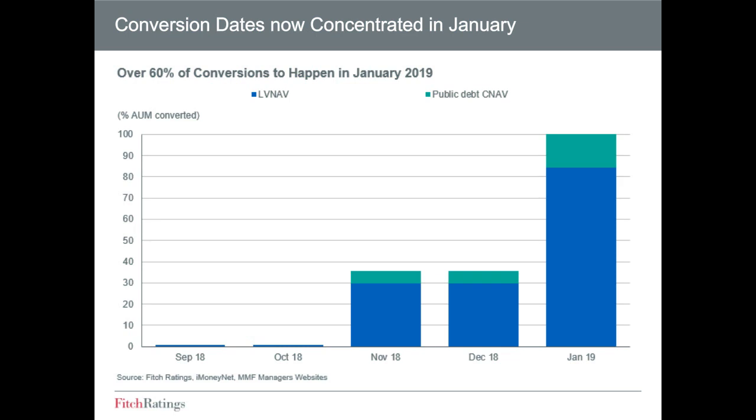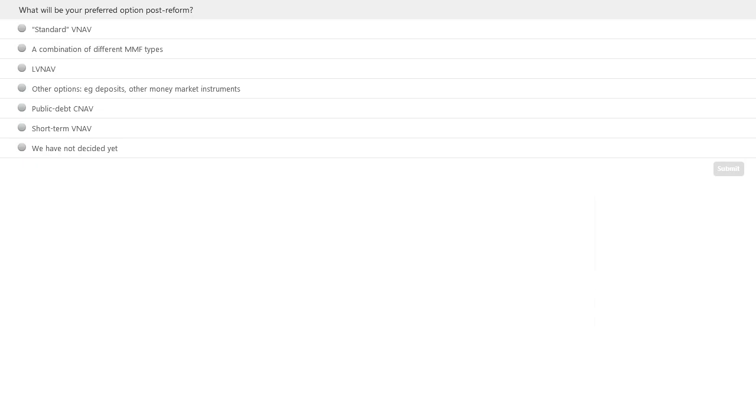So with that in mind, I think perhaps we'll go to our first voting question here. This is a question we've run previously in webinars, but the question here is, what will be your preferred option post-reform? And here I'd ask you to think about that in terms of your key reference currency. The choices are a standard VNAV, a combination of different money market fund types, the LVNAV, other options, bank deposits for example, the public debt constant net asset value fund, a short-term variable net asset value fund, or we have not decided yet.